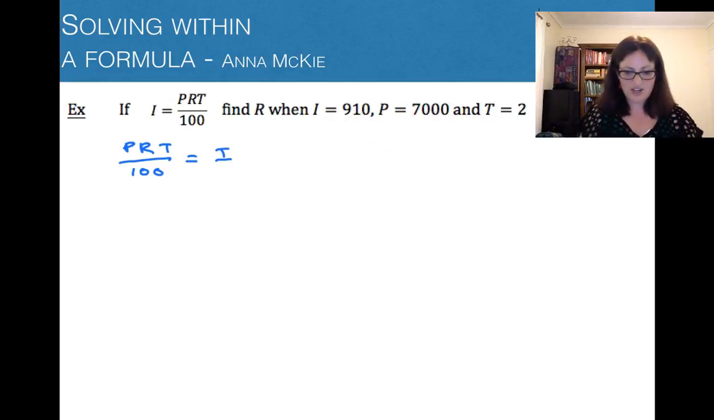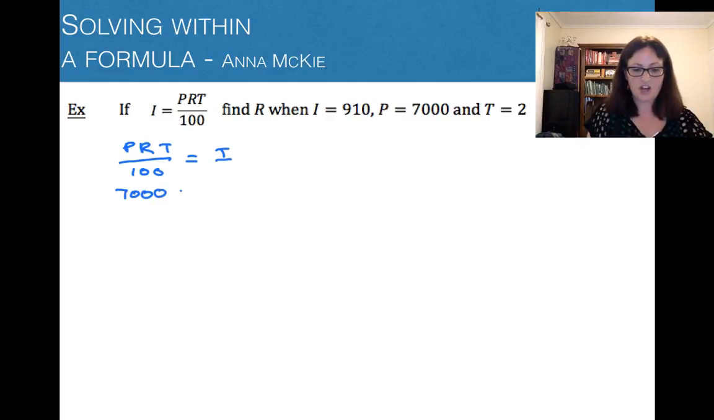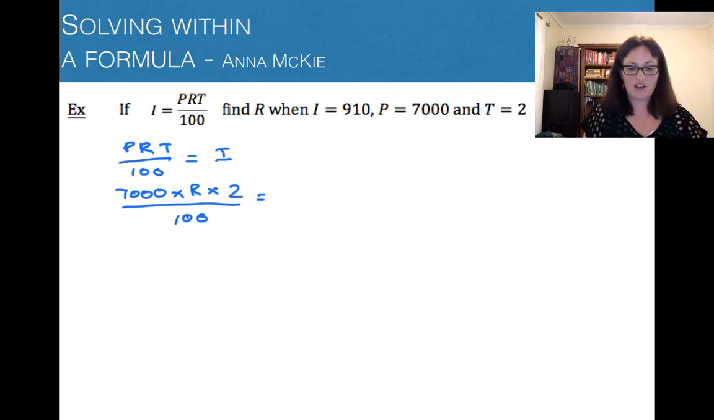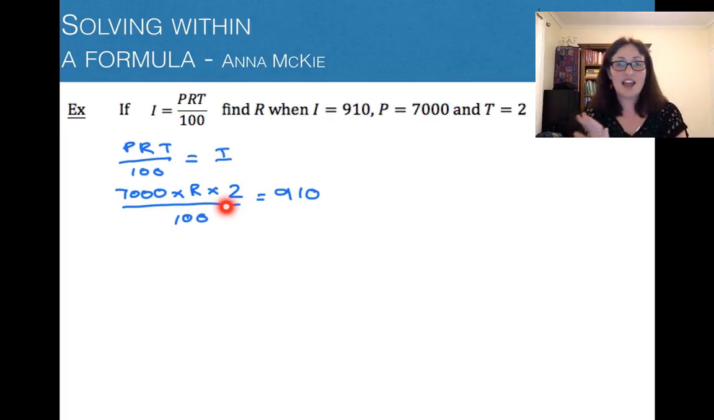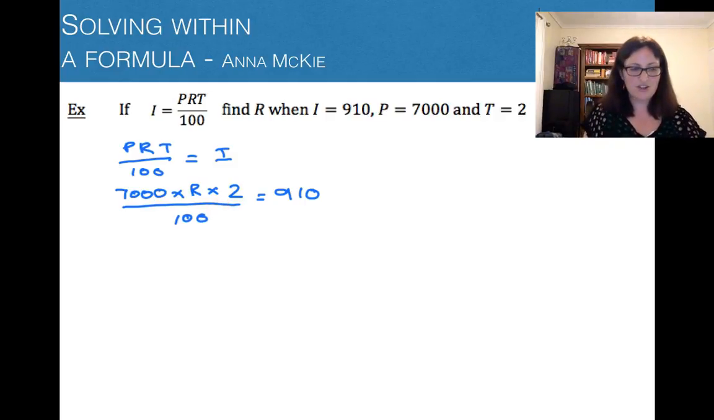Okay, so now you substitute in these other numbers. I is 910. Actually, I'm going to do that one last because I need the space. P is 7,000 times R times T, which is 2, over 100 is equal to I, which is 910. So now we need to work out this multiply. It doesn't matter that the 7,000 and the 2 are separated. Do 7,000 multiplied by 2 to get 14,000R over 100 equals 910.